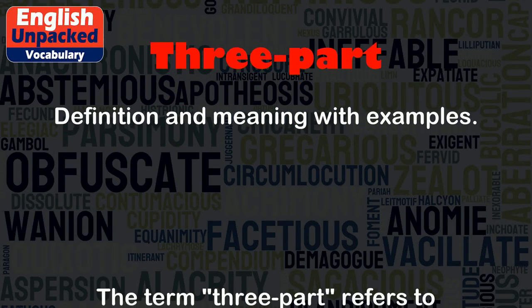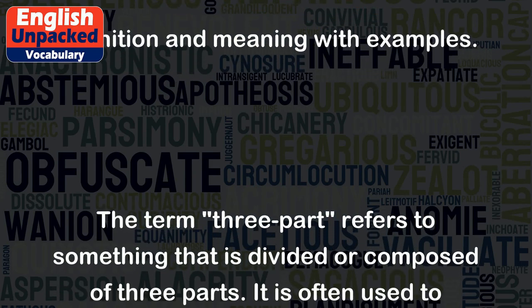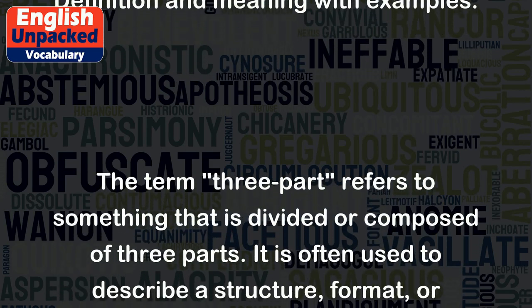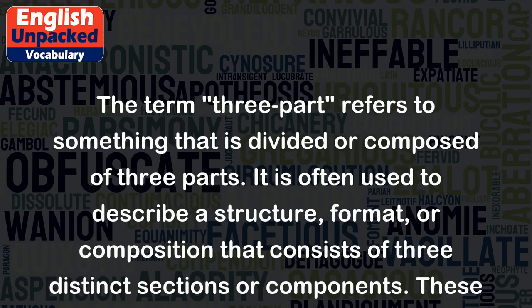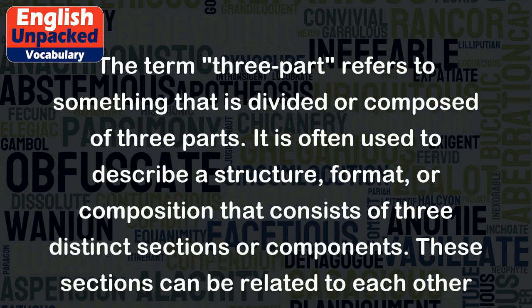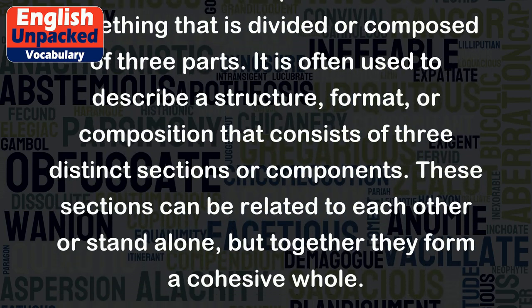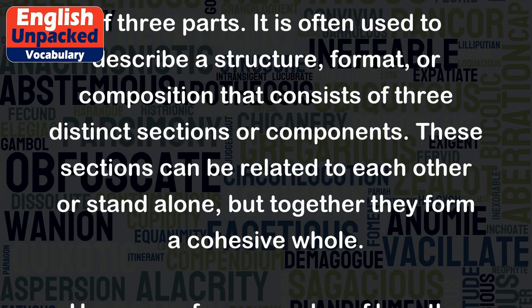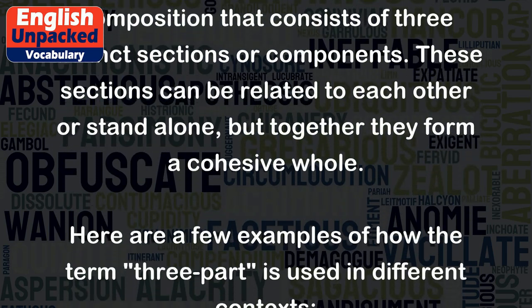Three-part. The term three-part refers to something that is divided or composed of three parts. It is often used to describe a structure, format, or composition that consists of three distinct sections or components. These sections can be related to each other or stand alone, but together they form a cohesive whole.